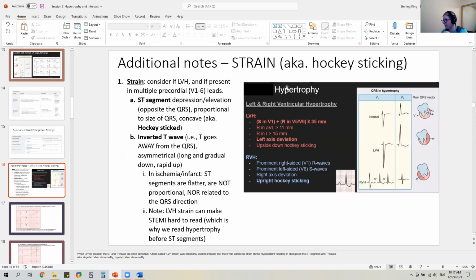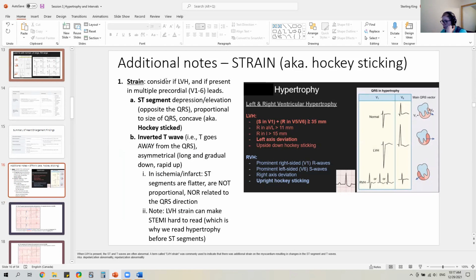So strain kind of stands out when you're looking through hypertrophy. If you're learning about STEMIs and ST elevations, which is what that stands for, you could be thinking, man, is this an MI? However, with hypertrophies, you want to keep in mind, is this just a strain of the heart? Essentially, when there's a depolarization abnormality, like hypertrophy, there's a repolarization abnormality, which would be strain, the ST segment.